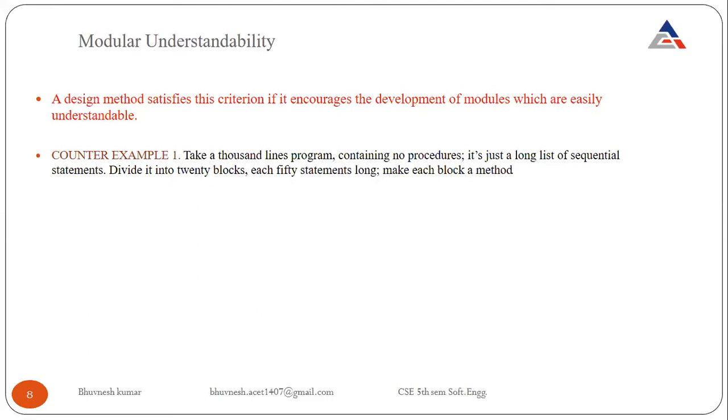If we are making any project, it takes thousands of lines of code, containing no procedures. It's just a long list of sequential statements. If there are 1,000 lines, there are a number of statements, a number of functions. Then the main solution is to decompose those statements into different sub levels. Divide it into 20 blocks, each of 50 statements. That is, the complete program is divided into 20 blocks, and in each block there are 50 statements. That can be easy to design, easy to maintain, easy to code. So understandability becomes easier if we decompose our program.